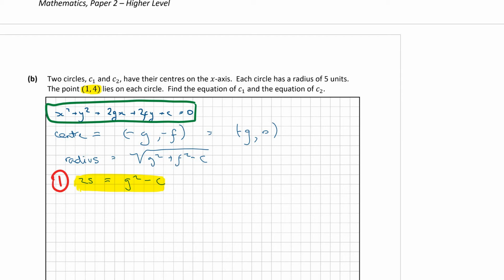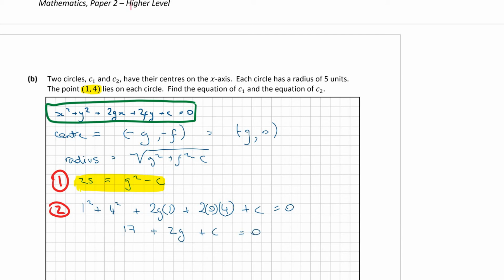So let's do that now. For the second equation, we're going to have 1 squared plus 4 squared plus 2g times 1. We know that f is 0, so we can ignore that. We can just write 2 times 0 times 4 plus c equals 0. So rearranging that, we're left with 17 plus 2g plus c equals 0.